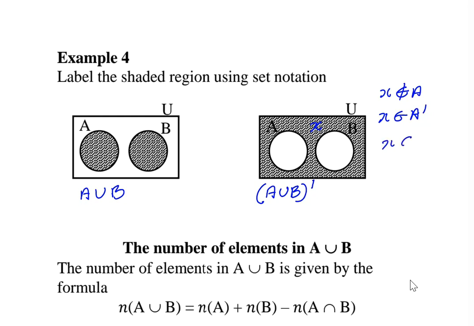X is not an element of B. Therefore, X is an element of B complement. So X is in both A complement and B complement. Therefore, X is in A complement intersect B complement. So the element X is common to both A complement and B complement. If it is common to both, it is an element of A complement intersect B complement.